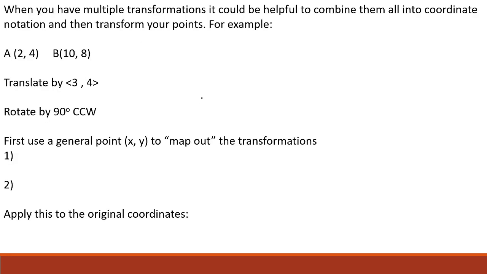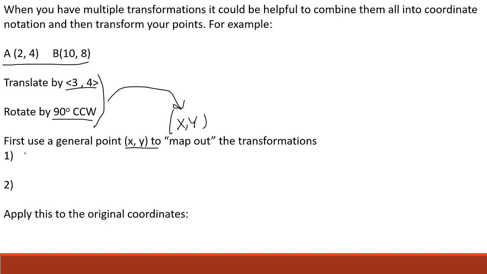Now, there is a way you can do this differently. And for some people, this might be better. You can kind of map out what your transformation is going to be using the general point x, y to begin with. So let me show you what I mean. So say we have these 2 points, and we want to translate them by 3, 4, and then rotate them 90 degrees counterclockwise. Okay, so I'm going to take the general point x, y. So x comma y, no numbers yet. And I'm simply going to apply these transformations to this general point here.